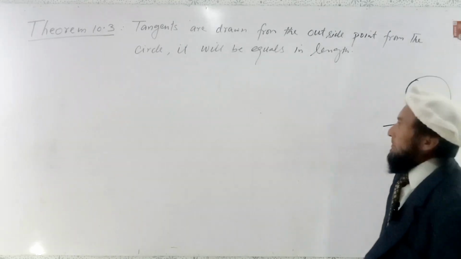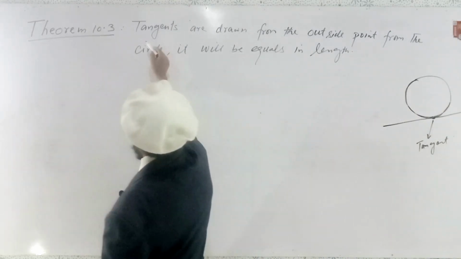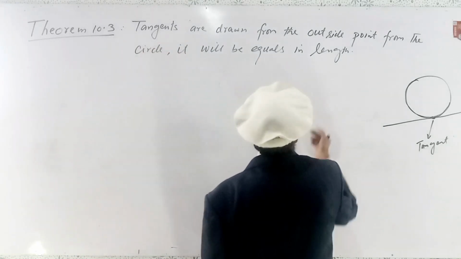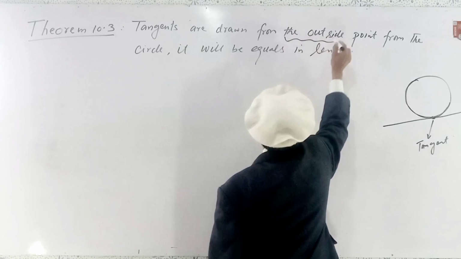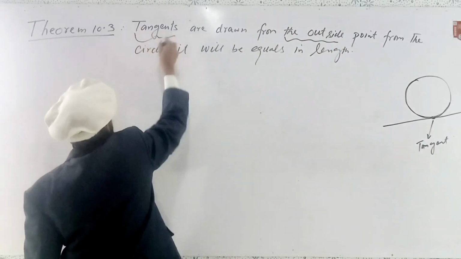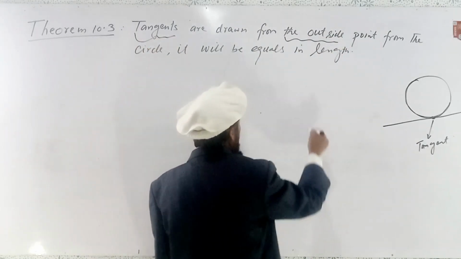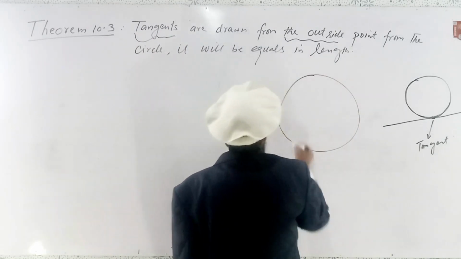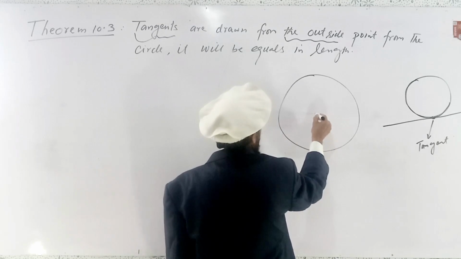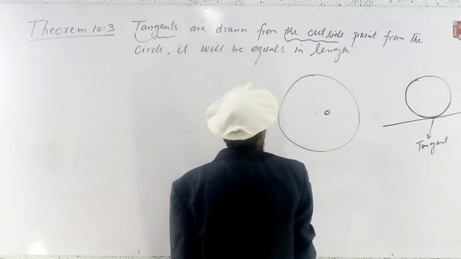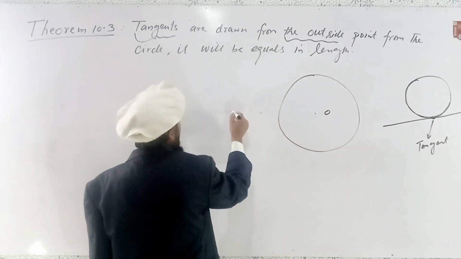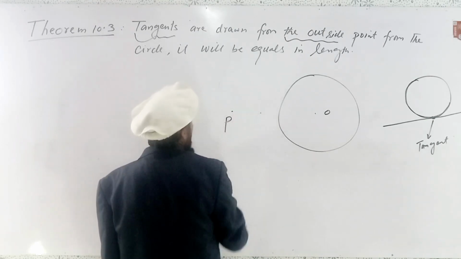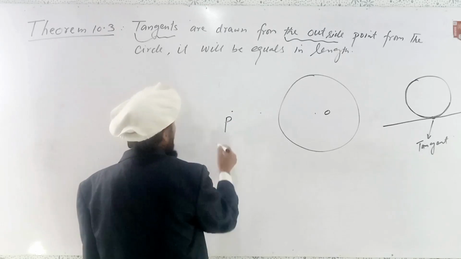Now, in the theorem, there are tangents, meaning that two tangents are drawn from a point outside of the circle. So we have a circle and we take two tangents. This is the center of the circle, and one point here we take, for example, P. P is the outside point.